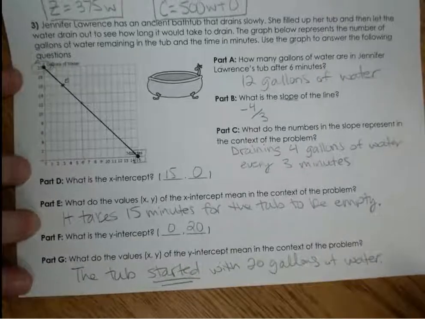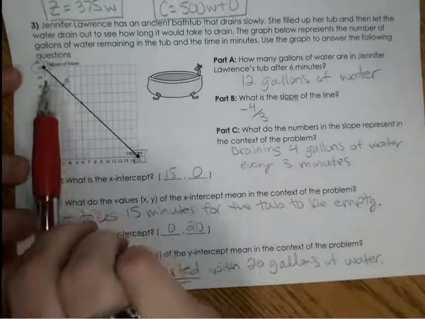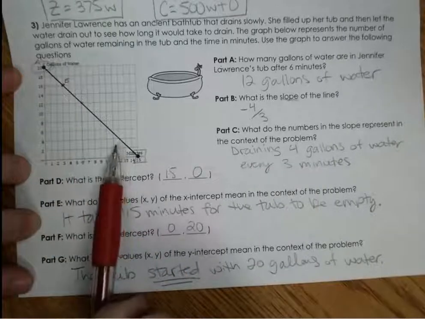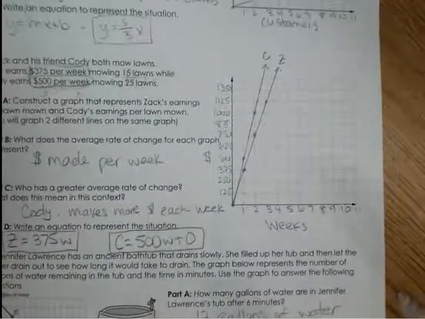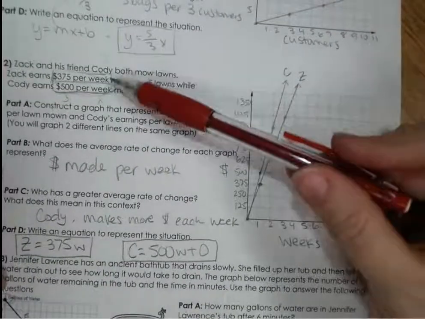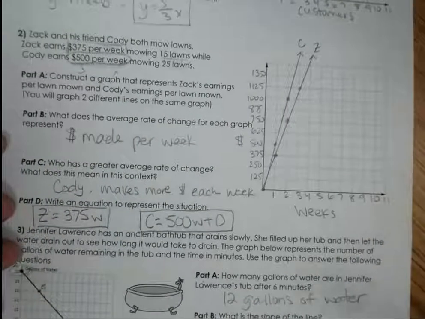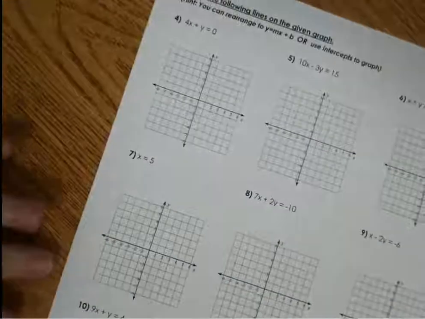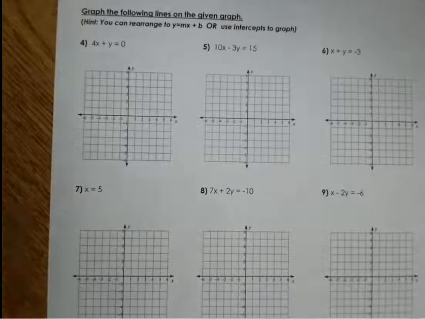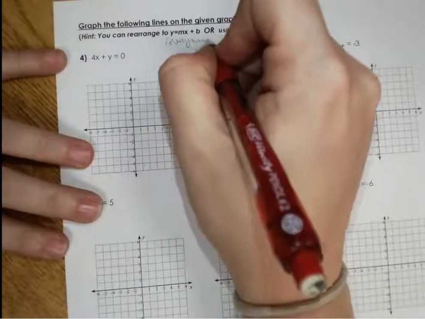Okay. So again, slope was negative, which makes sense because our graph was falling down. We were losing the water. Okay. These graphs were going up, which makes sense because they were earning more money each week. Okay. Let's go to the back. We are graphing a ton of lines back here. We can use y equals mx plus b, which will work every time. So every time this is going to work out for you.